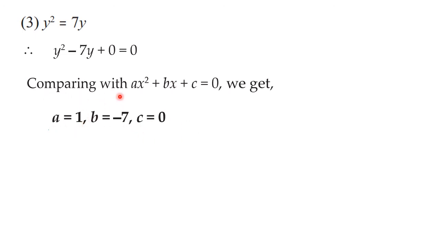So you cannot skip this statement. Directly you cannot write that a is equal to 1, b is equal to minus 7 and c is equal to 0. You must write this statement. I hope you must have completed this. Now let us go towards the next question here.